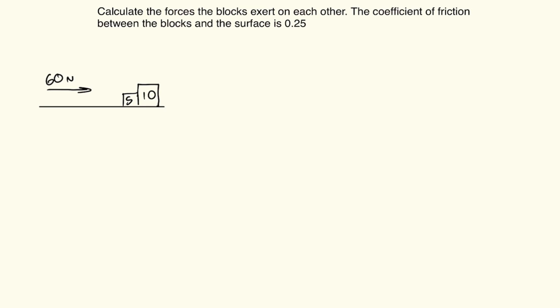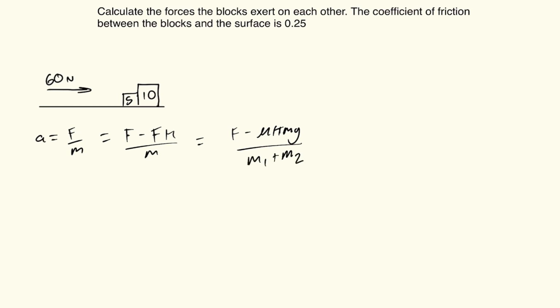Our first step is the same as for calculating the contact forces before. We're going to find the net acceleration of the system, which is equal to force over mass. That is force minus the force of friction, Fk, over the total mass, which is equal to force minus mu k mg, all over m1 plus m2.